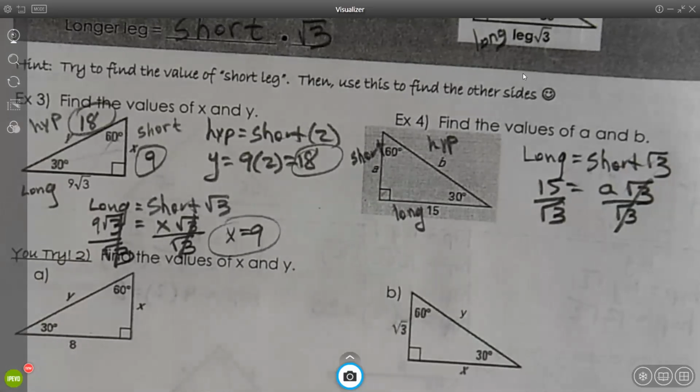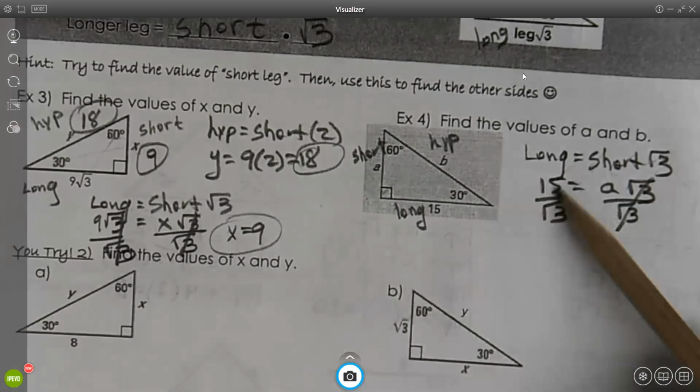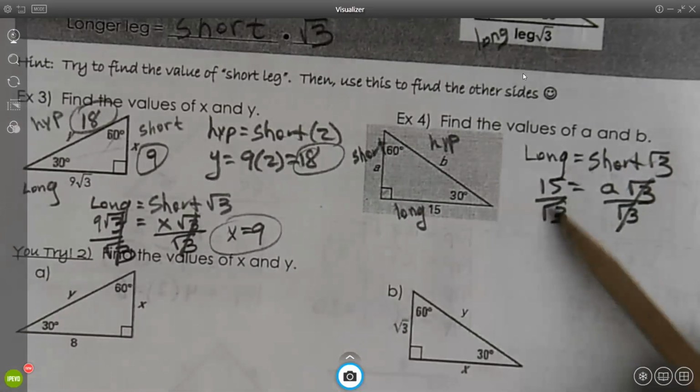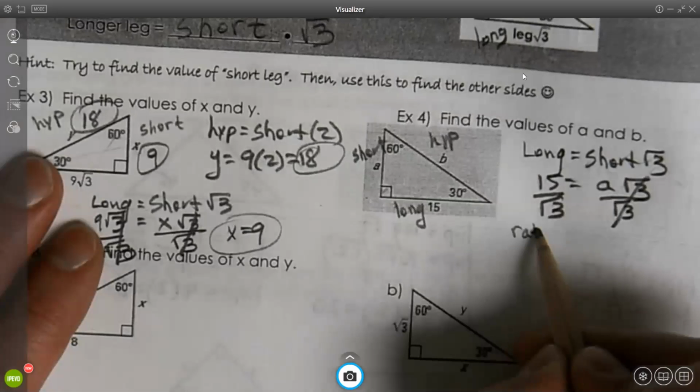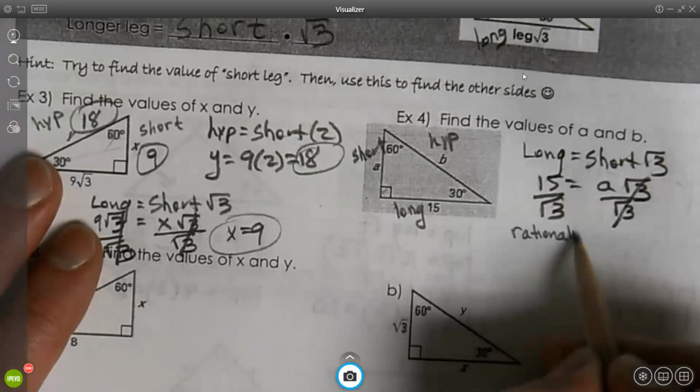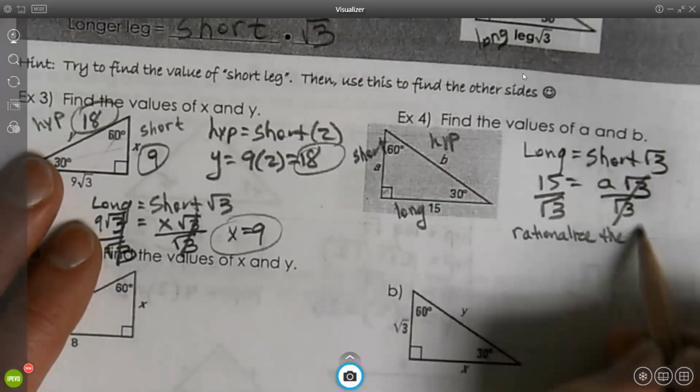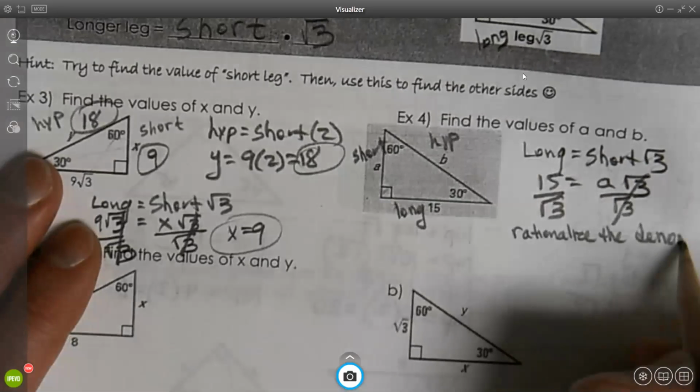Some people look at that and they say, oh, 15 divided by 3 is 5. So is that root 5? No, it doesn't quite work like that. So we cannot simplify that the way it stands, but we can rationalize the denominator.